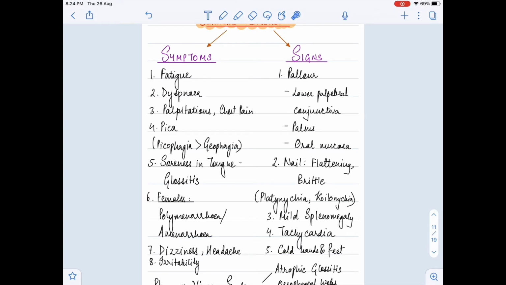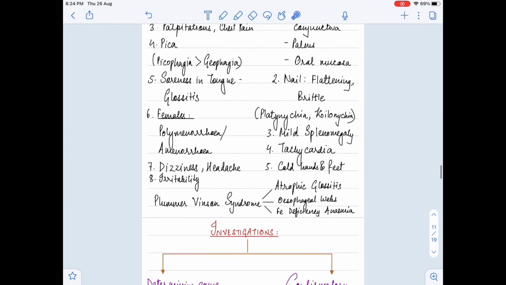So far as the signs are concerned, the most important sign is pallor, which can be seen in lower palpebral conjunctiva, the palms, or in the oral mucosa. The nails we may see as flattening or brittle nails, which we may term as platynychia or koilonychia. We may notice mild splenomegaly. The patient may be tachycardic and he may have cold hands and feet.